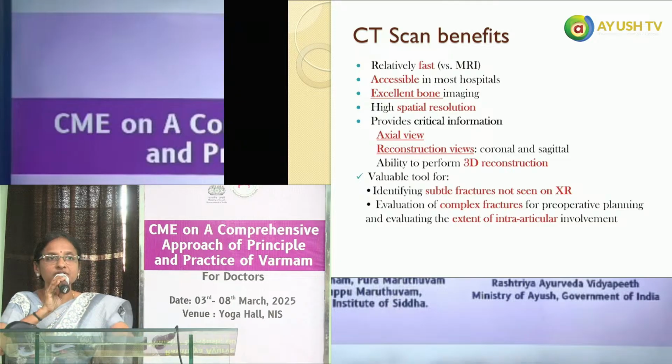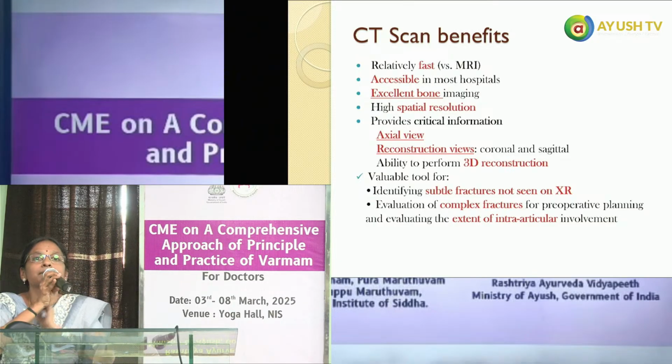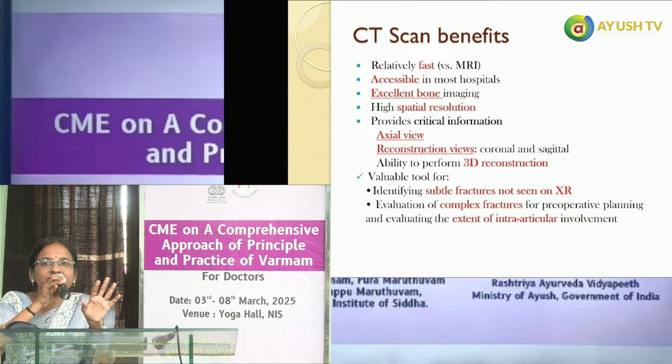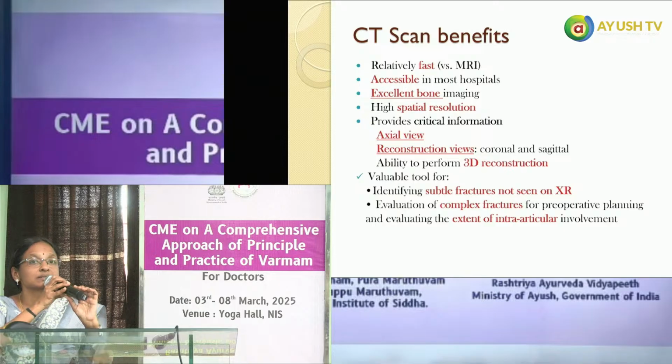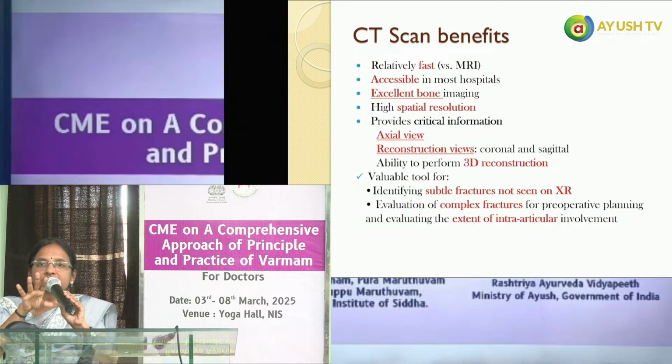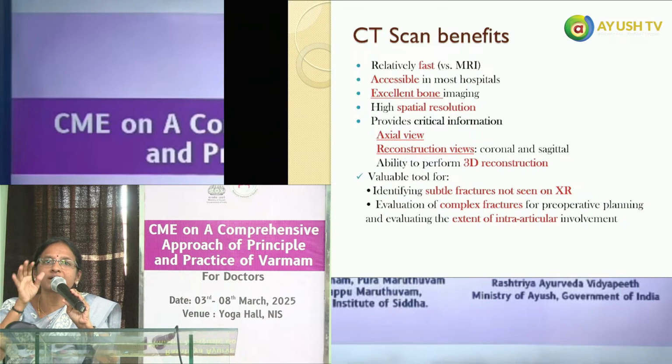So what are the benefits of a CT scan? Or MRI, it is fast, but it will definitely take more time than an X-ray. For X-ray, complete investigation 10 to 15 minutes. CT scan at least half an hour. MRI will take more than that, 45 minutes. And this is in most of the hospital settings. CT scan is accessible. Excellent bone imaging should be the take-home point. So CT scan gives us excellent bone details of all the modalities.